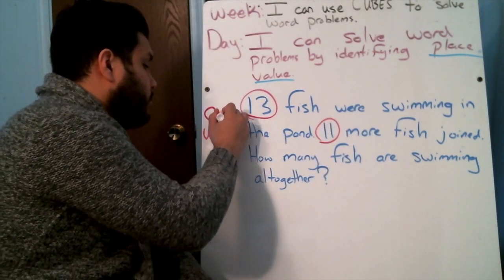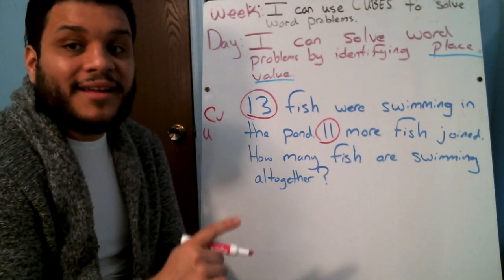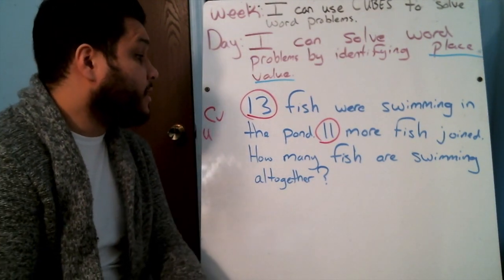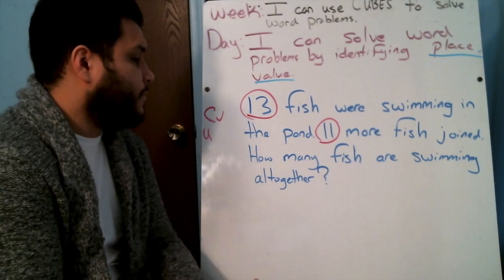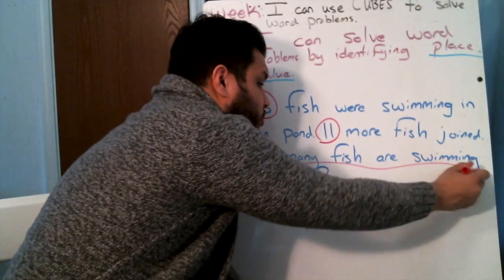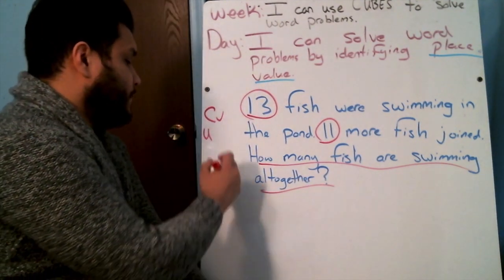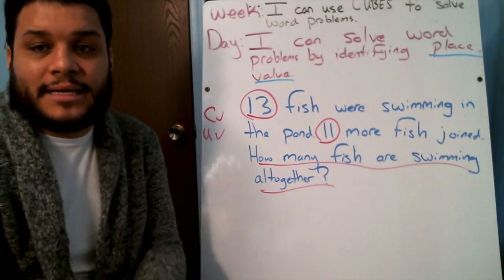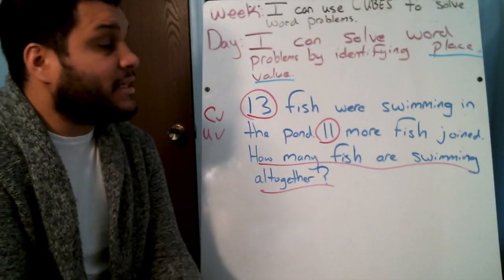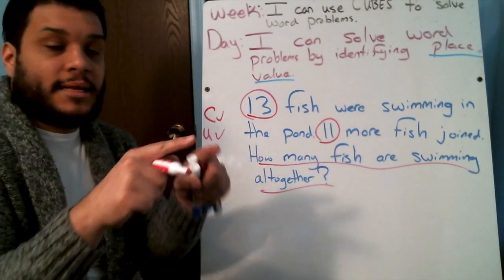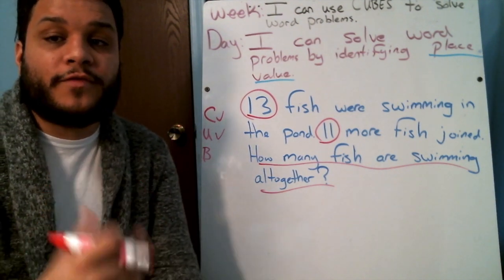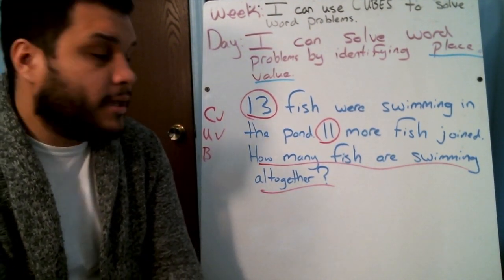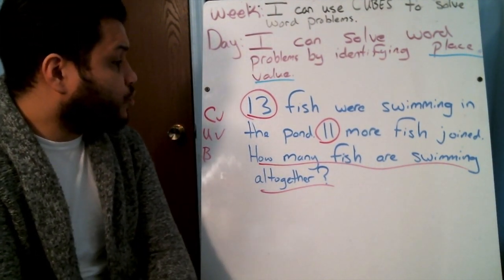U stands for, correct, underline the question. So I'm looking for a question word and I see a question mark. So how many fish are swimming all together? Now I know what the question is asking me. B stands for box in math words. This is the way that we are able to figure out what we're going to be doing today. So if I'm looking, 13 fish were swimming in the pond.